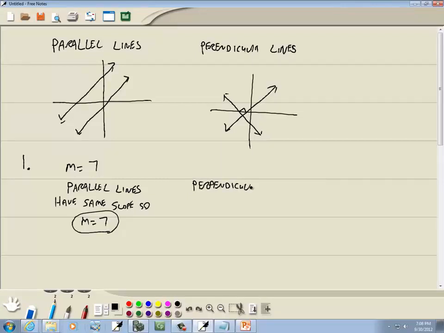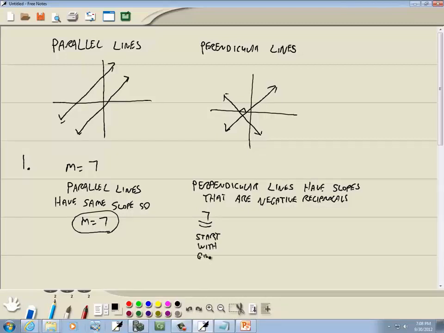Now perpendicular lines have slopes that are negative reciprocals. So perpendicular lines have slopes that are negative reciprocals. So we're going to start with the given slope, which in this case was 7. And we're going to write it in fraction form. Well, in this case, we just put 7 over 1. If it's not already in fraction form, you can always put it over 1 to create a fraction.